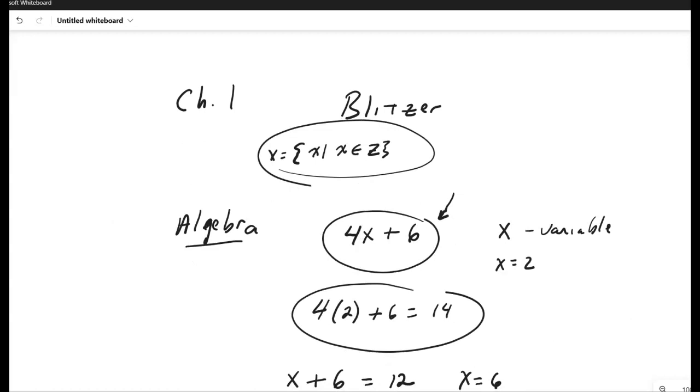So anyway, your book is this book that you're going to be using off and on throughout the semester by an author named Blitzer. It's actually a very well written book. Chapter 1 is just an introduction to some of the vocabulary and language of mathematics. What we've been doing up to now is pretty concrete stuff.